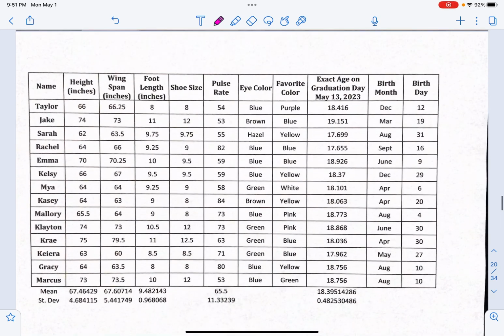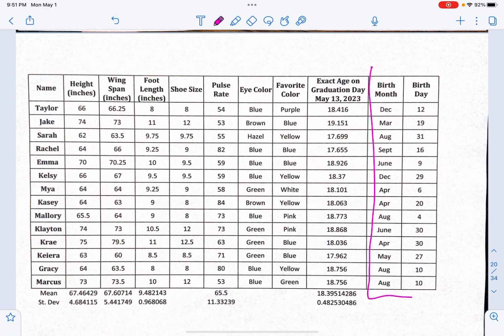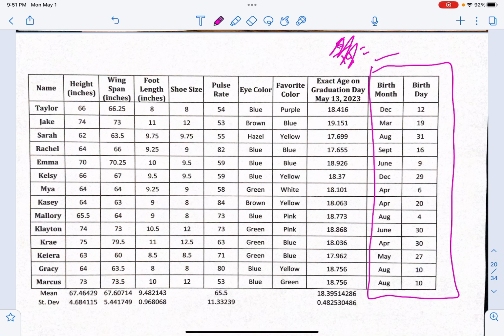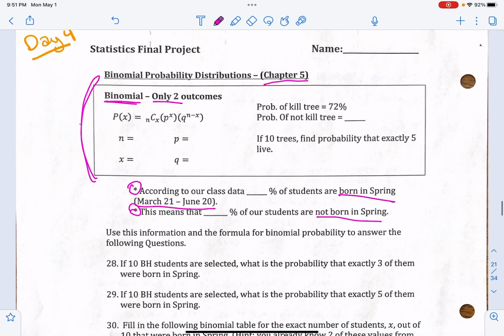You're going to look at this data here, and you're looking at the percentage of kids that were born in spring. Maybe there's 5 out of the 14 of you that were born in spring. I have no idea. Figure that out and figure out what decimal that is, and that's how you separate it. Don't use 5 out of 14 because that's probably not correct. But you'll have to calculate that: how many people are born in spring? What percentage of students in your class? You want that as a percentage.